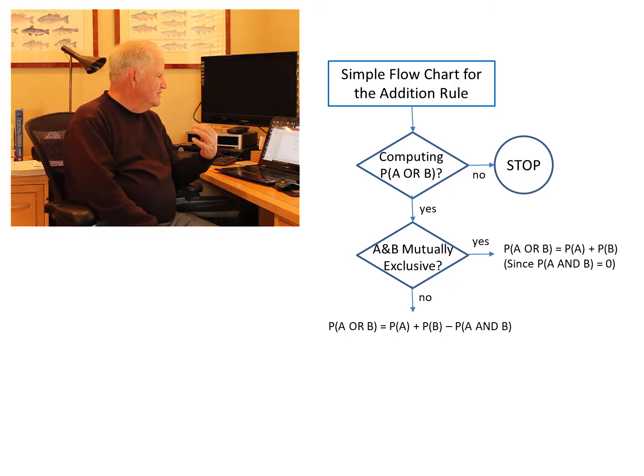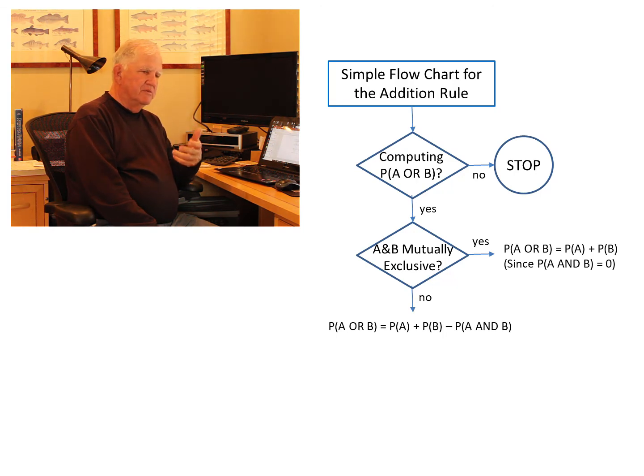But if the answer is yes, then the next question you have to ask yourself is, are A and B mutually exclusive? If the answer is yes, they are, then the probability of A or B is just the sum of the 2 individual probabilities. If they are not mutually exclusive, then P of A or B is equal to the sum of the 2 probabilities minus that correction factor. Okay?